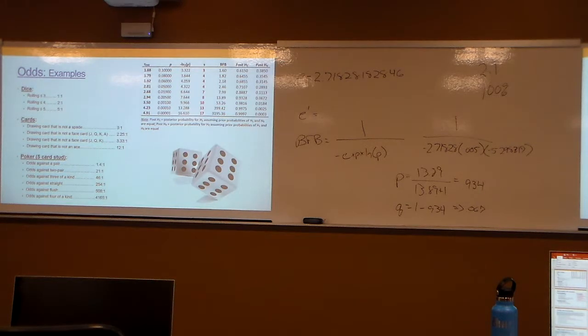Rolling 5 or less, 5 to 1 odds, right? You've got 5 numbers that are 5 or lower and 1 number that's higher, so we've got 5 to 1 odds here. If we look at a Bayes factor bound, the odds of rolling a 5 or less with 1 die are 5 to 1 odds.